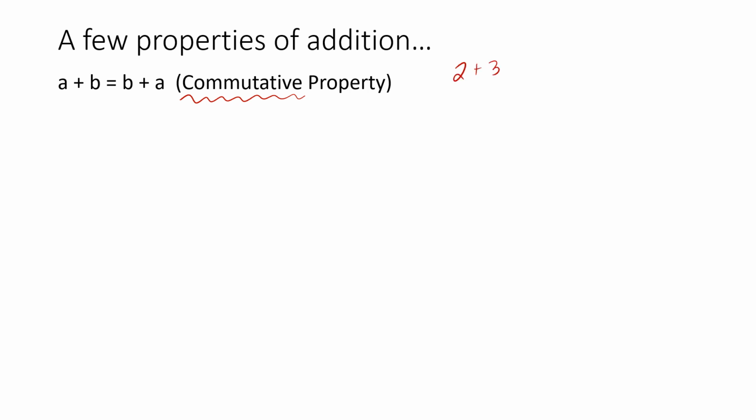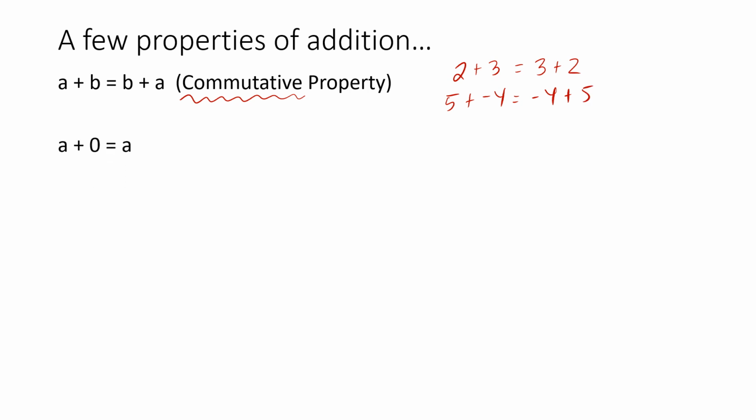A few properties of addition. First one, a plus b equals b plus a. That's the commutative property. If you're in an algebra class, you have almost certainly heard that word before. It pretty much means that you can switch the order of things. So 2 plus 3 is the same thing as 3 plus 2. It doesn't change. And that also works with your negative numbers. So 5 plus -4 is the same as -4 plus 5. Okay, so that's what that property means.